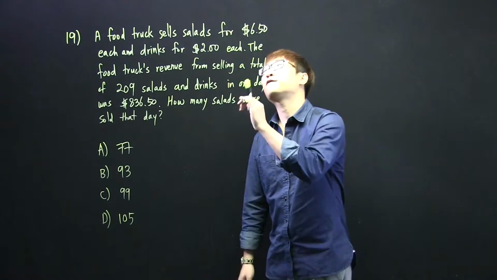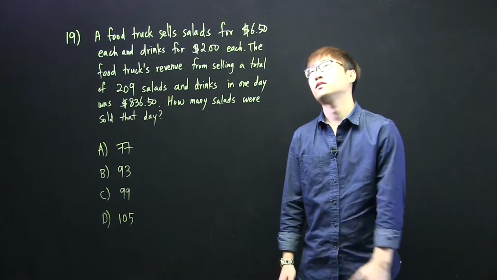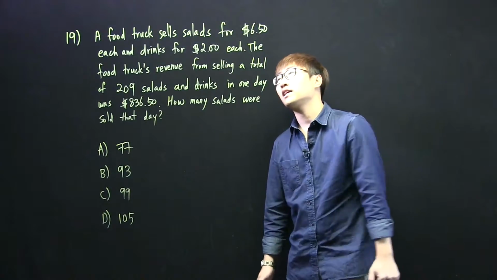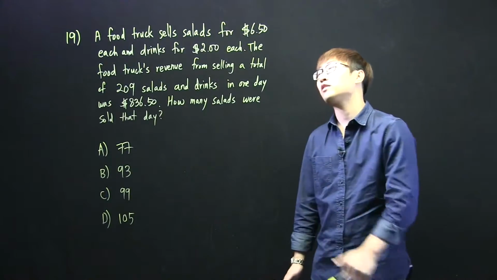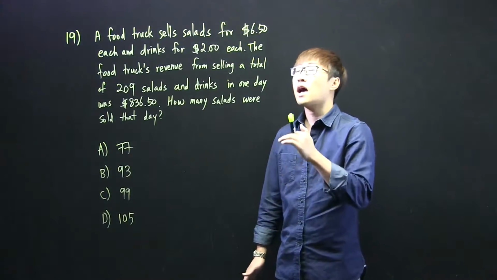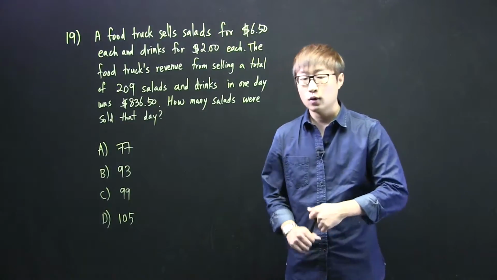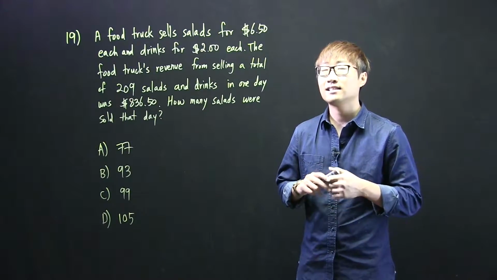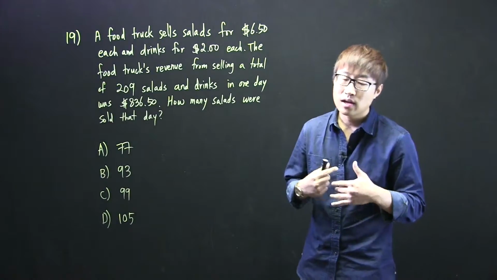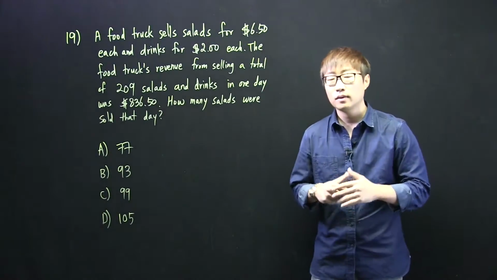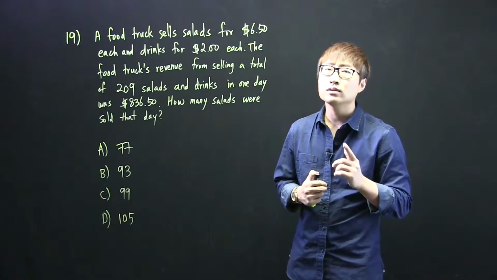Number 19. A food truck sells salads for $6.50 each and drinks for $2 each. The food truck's revenue from selling a total of 209 salads and drinks in one day was $836.50. How many salads were sold that day? All right, so as you guys can see, this is a very simple system of equations problem. And how do I figure that out?